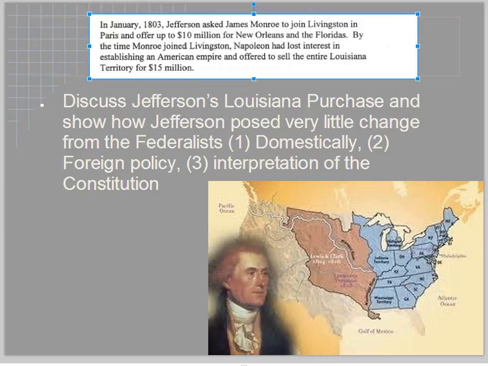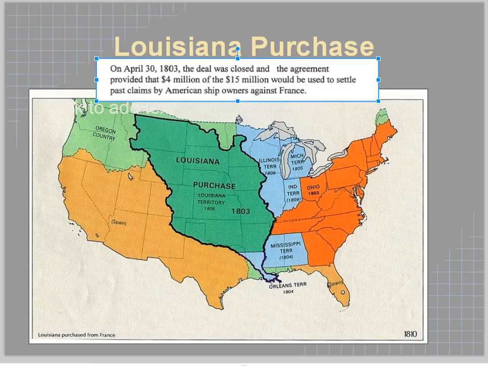In January of 1803, Jefferson asked James Monroe to join Livingston in Paris and offer up to $10 million for New Orleans and the Floridas. By the time Monroe joined Livingston, Napoleon had lost interest in establishing an American empire and offered to sell the entire Louisiana territory for $15 million. So on April 30th, 1803, the deal was closed, and the agreement provided that $4 million of the $15 million would be used to settle past claims by American ship owners against France.